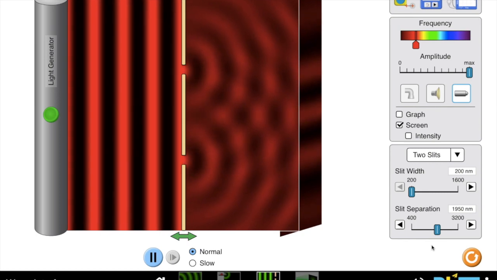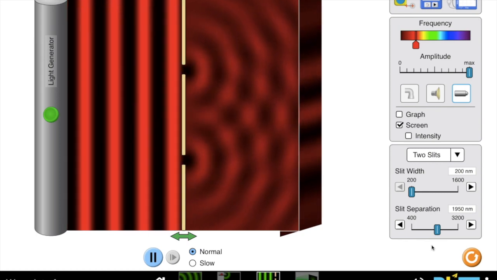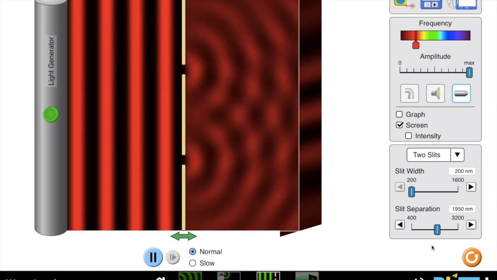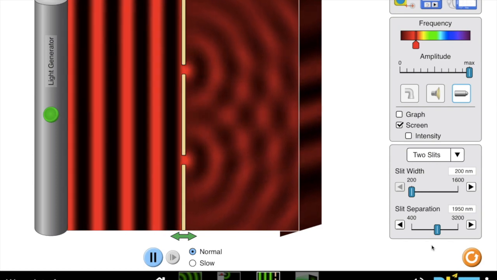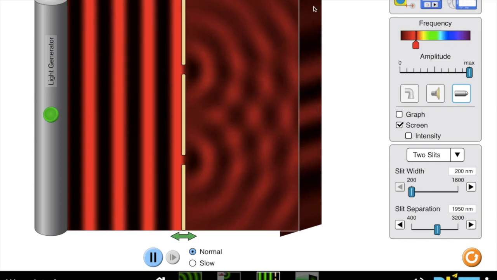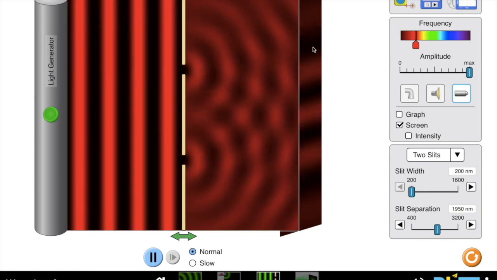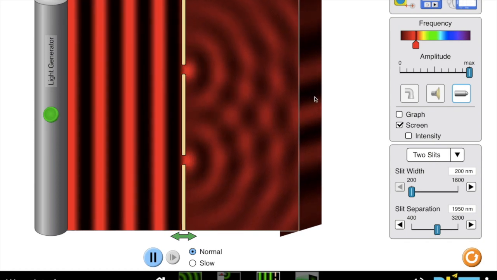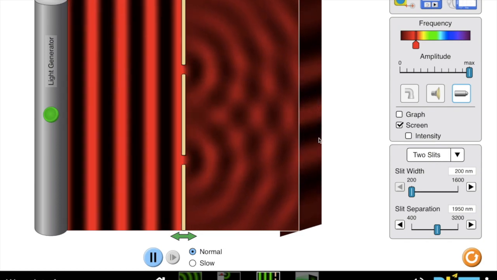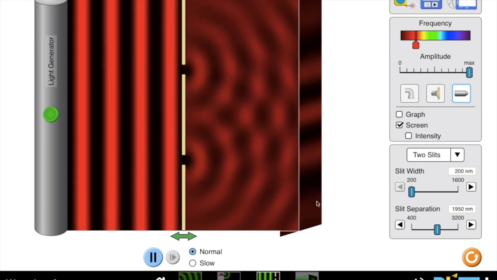In this demonstration, we are passing laser light through two narrow openings. You can see that as the laser light interacts with itself through the two openings, a pattern of light and dark spots are formed. Light, dark, light, dark.